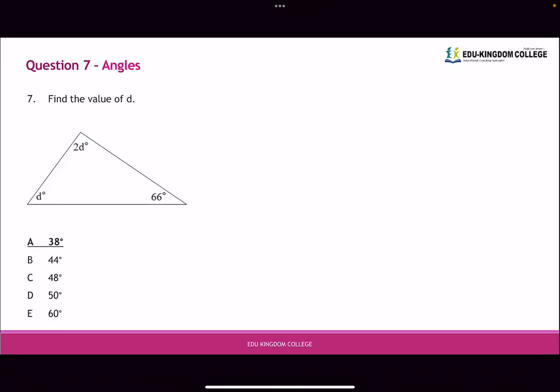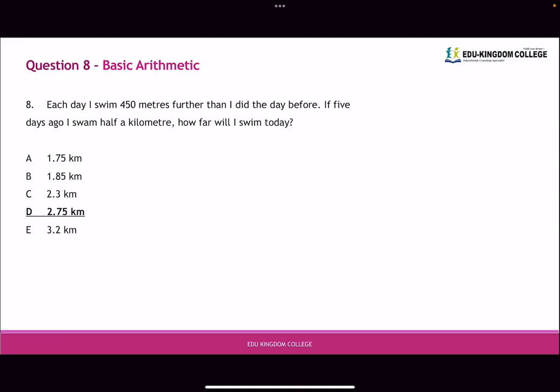In this triangle, the angle sum of any triangle is 180. Minus 66 equals d, and then also 2d. So in total, we have 3d degrees. So 180 minus 66 is 114. So d equals 114 divided by 3, which is 38 degrees.